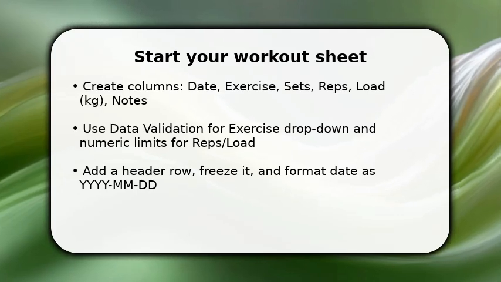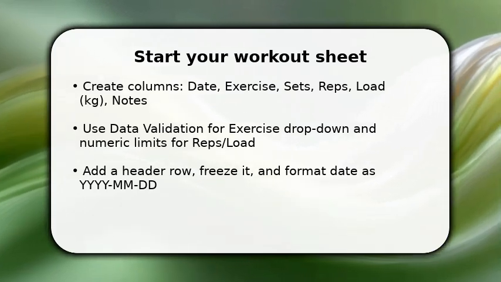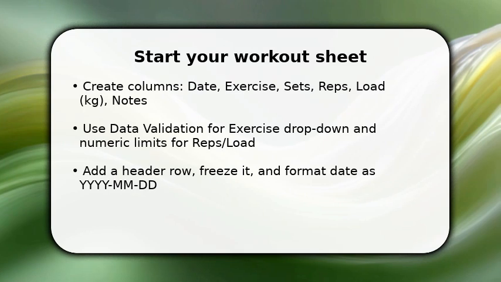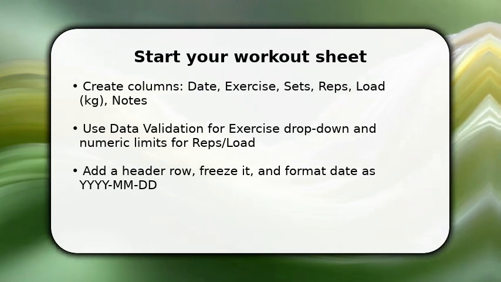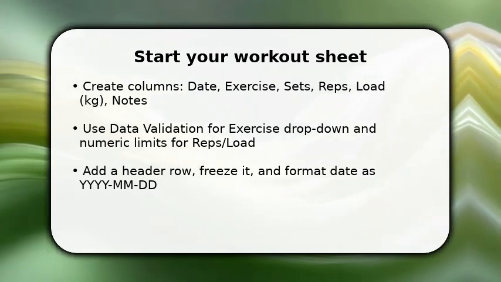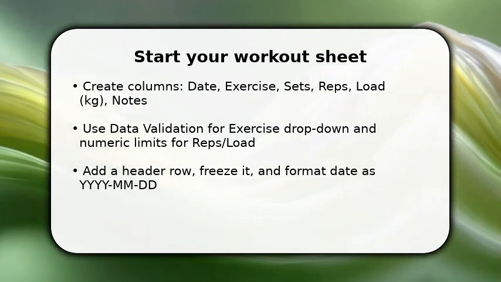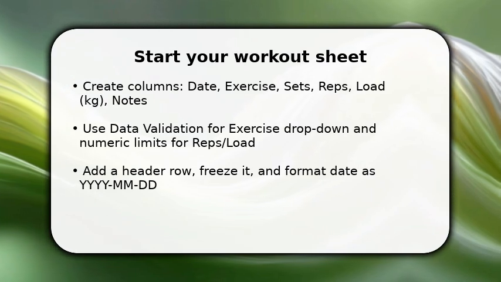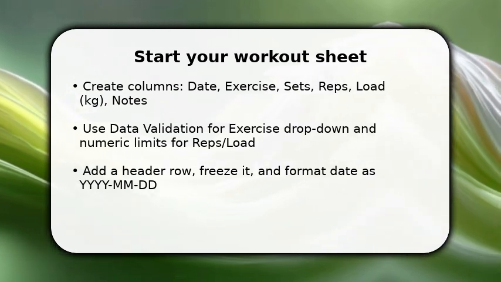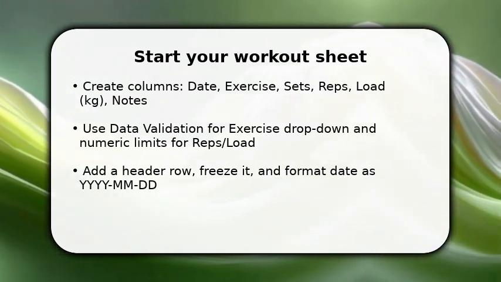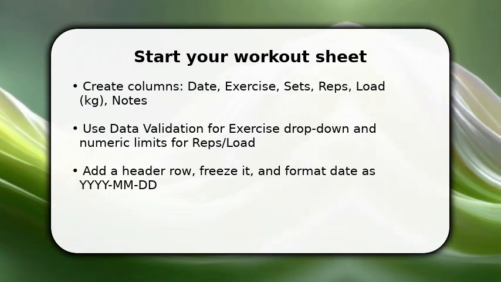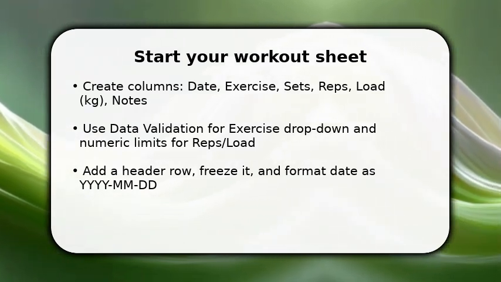You begin by building the skeleton. Add columns for date, exercise, sets, reps, load, and notes. Once done, populate the exercise list on a separate sheet and use data validation to create a drop-down so entries stay consistent. Make reps and load numeric with min/max to avoid typos. Freeze the header row and set date to YYMMDD so sorting works predictably.